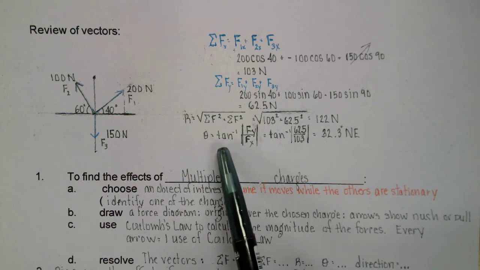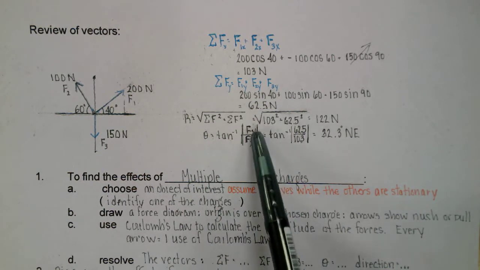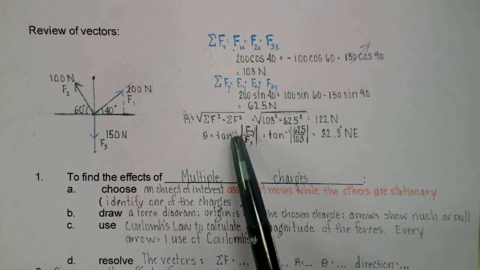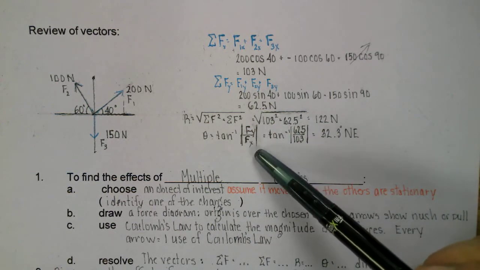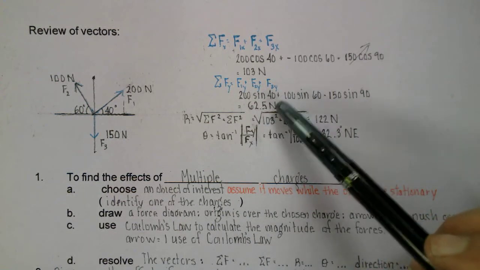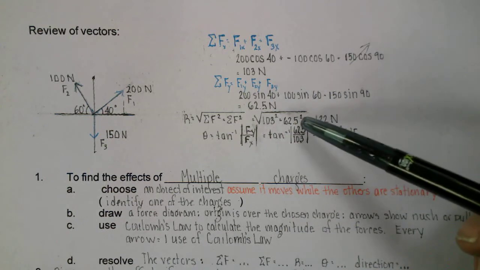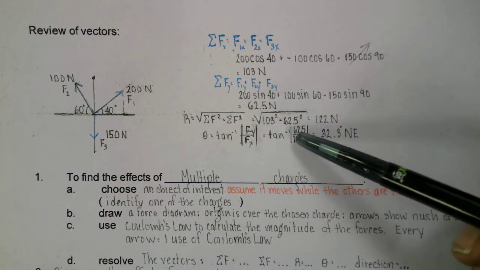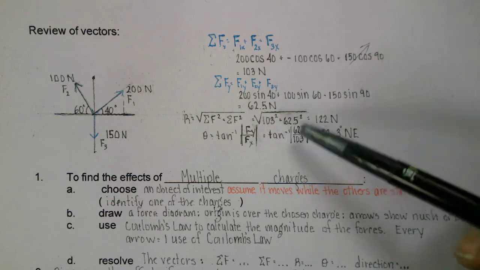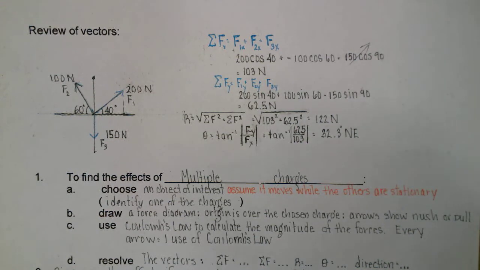Then to find the angle and the quadrant, we're going to use theta equals the inverse tangent of the absolute value of F sub y over F sub x. So remember, it's y on the top, so it's the absolute value of 62.5 over 103, and you take the inverse tangent of that. And guys, I know that I'm going fairly quickly with this. At any time that you need to pause to catch up writing this down, feel free to pause to write this down.